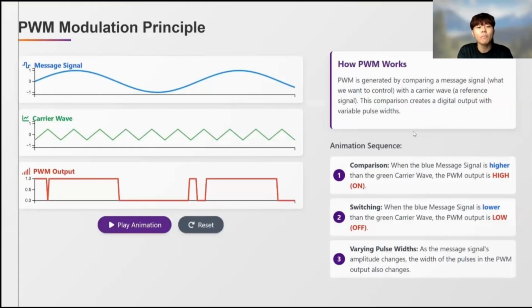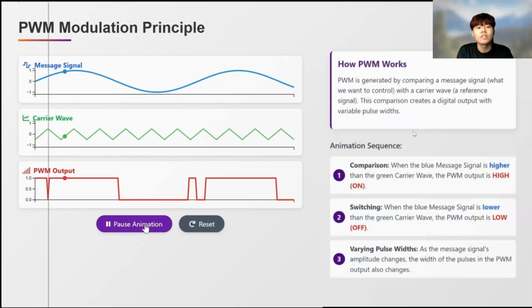Now, let's look at how PWM is actually generated. Don't worry, the concept is simple. PWM is produced by comparing a message signal, such as a sine wave, with a reference signal, usually a triangular wave. When the message signal is higher than the reference signal, the PWM output becomes high. When the message signal is lower than or equal to the reference signal, the PWM output becomes low. This comparison directly controls the width of each pulse.